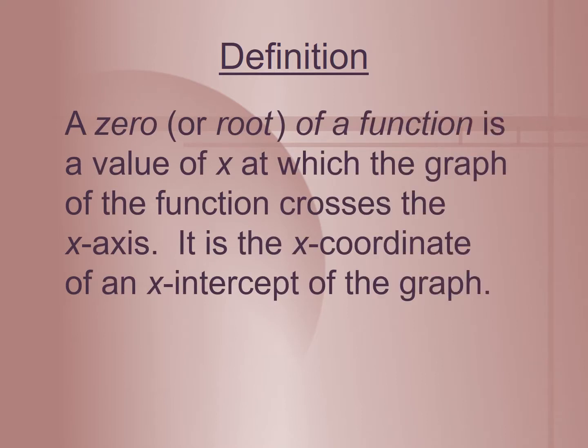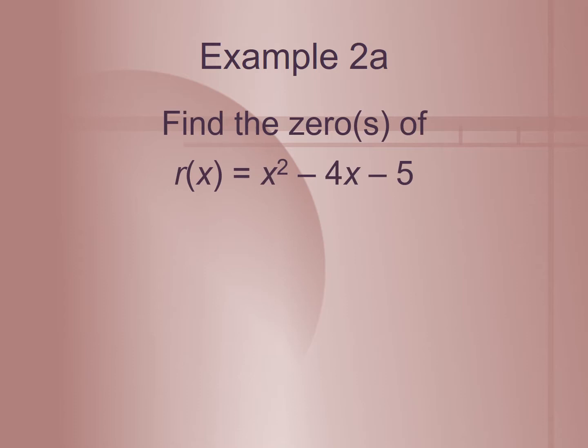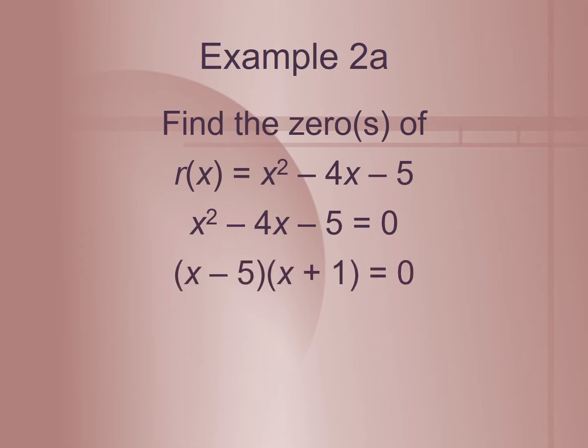A 0, or a root of a function, is the value of x at which the graph crosses the x-axis. It is the x-coordinate of an x-intercept of the graph. So if we want to find the zeros of this function, r of x equals x squared minus 4x minus 5, we first have to let y be 0. And then we have to solve for x. So since this is quadratic, we can do several methods. It looks like this one will factor pretty easily.